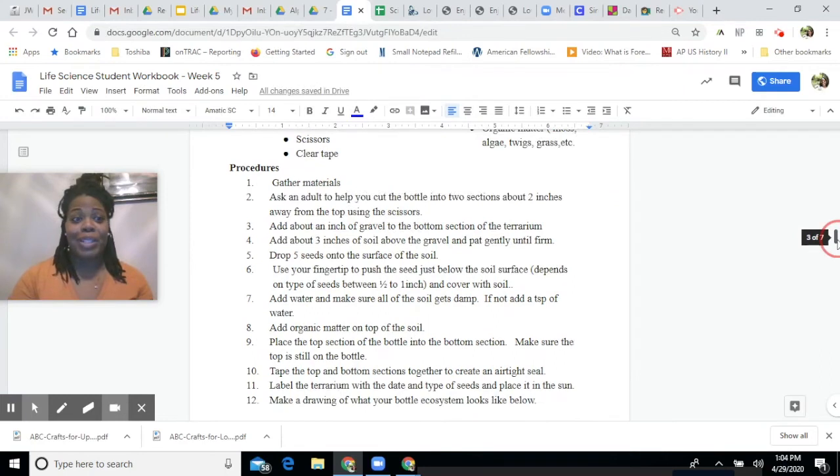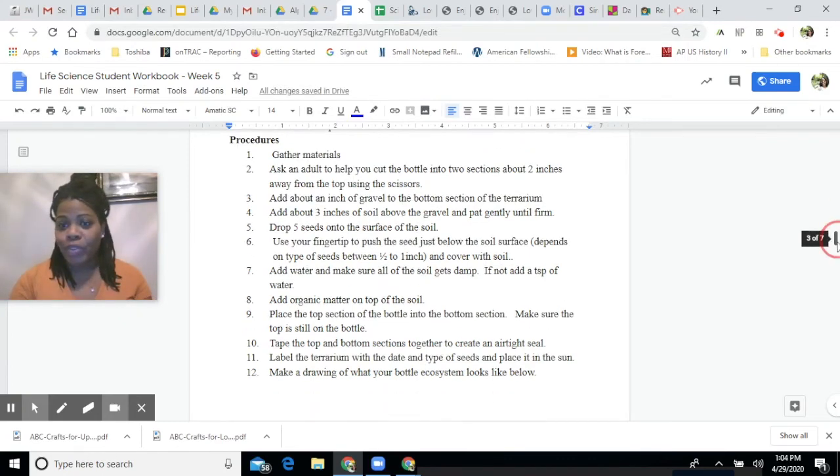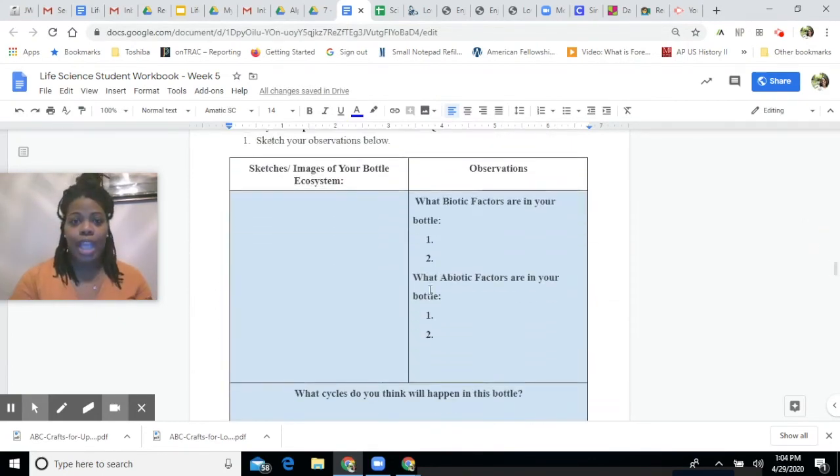I would love to see pictures of your ecosystem in a bottle when you finish. So make sure you take lots of pictures. You label what type of seeds you put in there, because it's always hard to remember. And when you finish, you're going to type into the document what your bottle ecosystem looks like on day 1. What biotic factors do you have in there? What living things are in there? And what abiotic factors do you have in your bottle? What non-living things are in there? And then what cycles do you think will happen in this bottle?